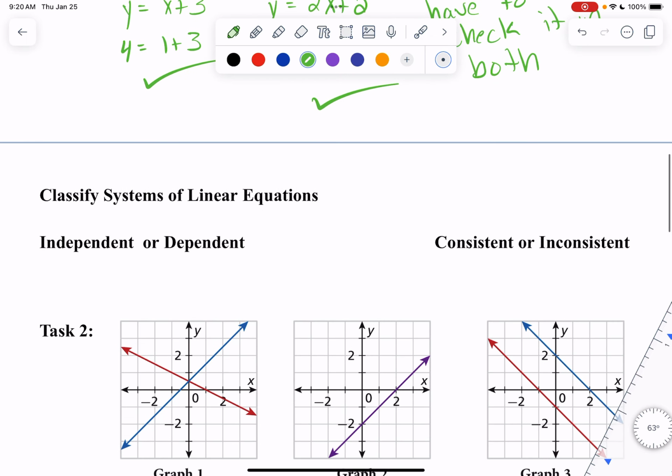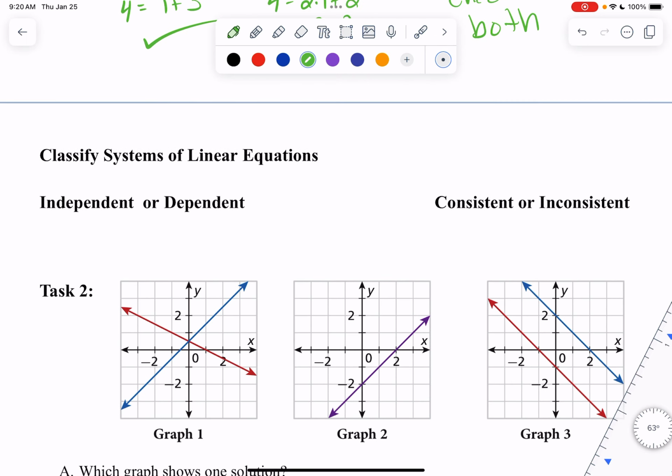Okay, now not all systems have solutions. So we can classify our system based on the number and type of solutions, because sometimes you can have more than one solution. The one we're dealing with now, there's either one or infinitely many, so we're going to classify based on the number and type. We could classify a system as independent or dependent.